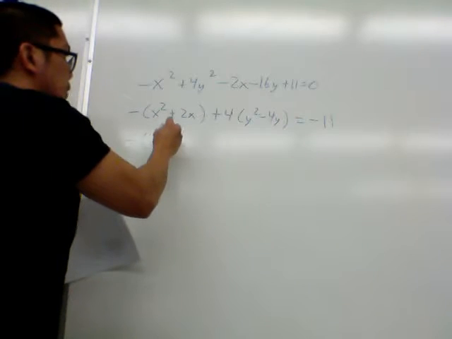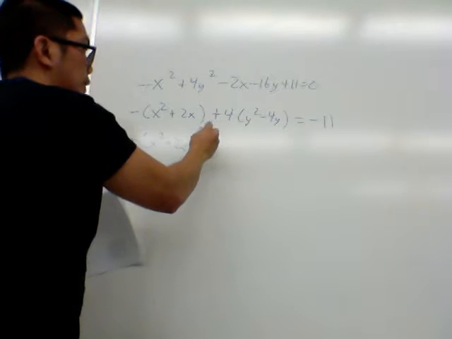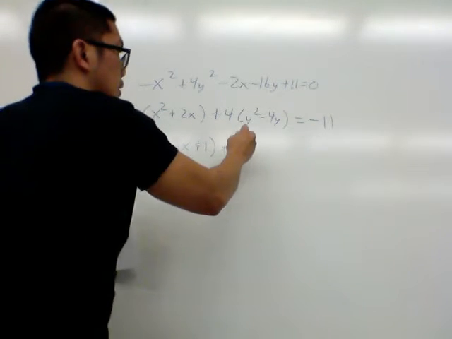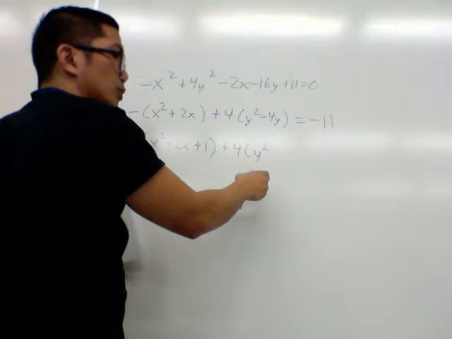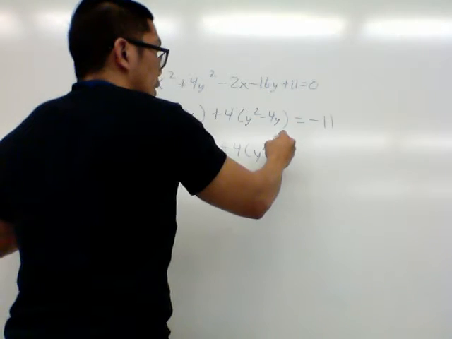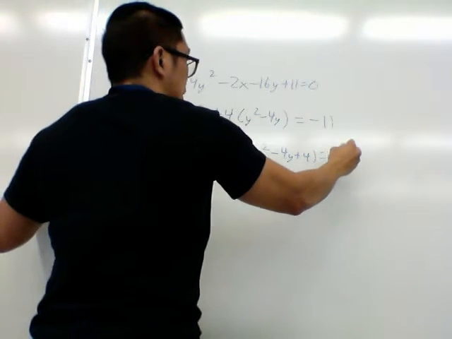This is x squared plus 2x. 2 divided by 2 is 1, and then this is plus 1. And then this is y squared minus 4y. I'm going to divide negative 4 by 2. That's negative 2, and I'm going to square it, so this is plus 4, equal to negative 11.